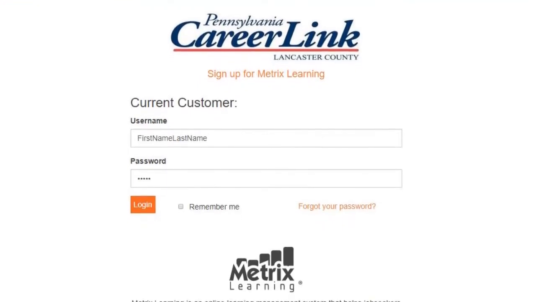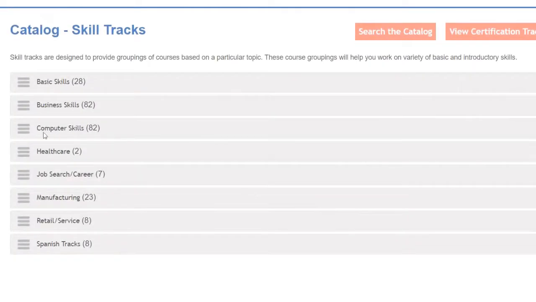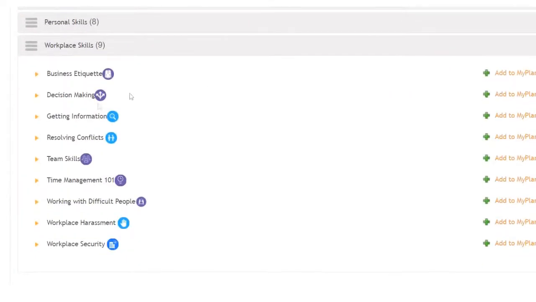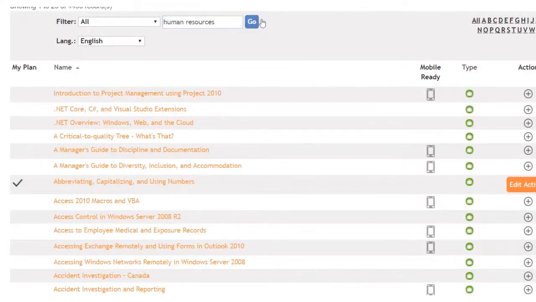Metrix Learning is an online learning platform that can help you learn the skills you need to secure employment or earn an industry-recognized certification. Metrix is available 24/7 from anywhere with internet and can be configured in any language. Regardless of your educational background or experience, Metrix has training that can benefit everyone.